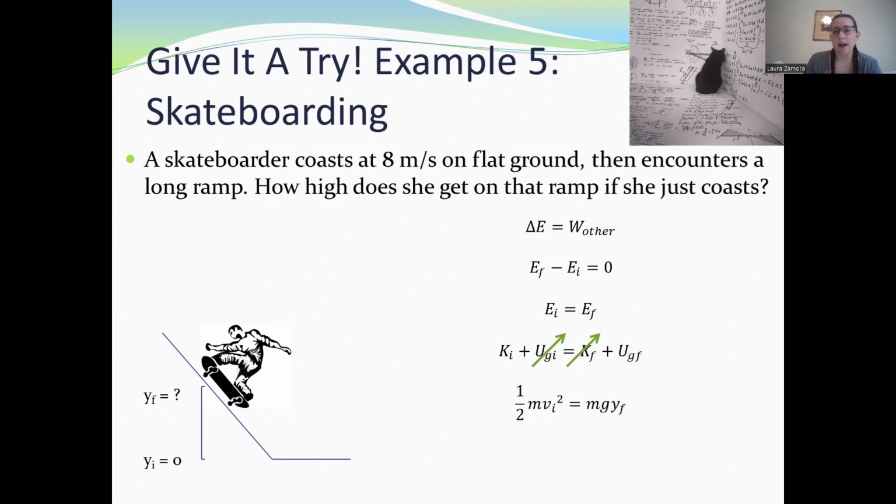Okay, so that means 1/2 mv squared equals mgy. Once again, we see that there's a mass in both of those terms. We can cancel it out. And we're looking for the height, that y_f, final height. So we'd have 1/2 times that initial speed squared. Initial speed is 8 meters per second, squared. And then we divide that by g to get our final height of 3.27 meters above the ground.